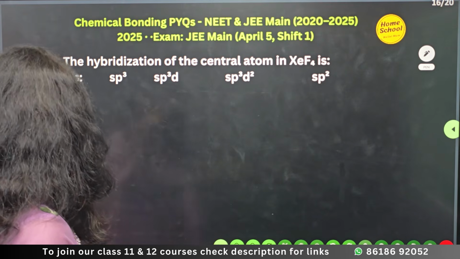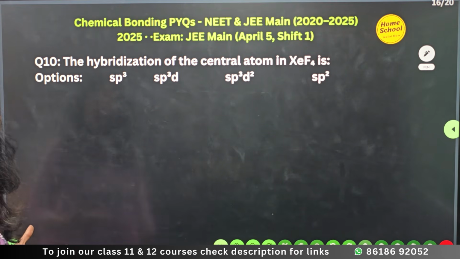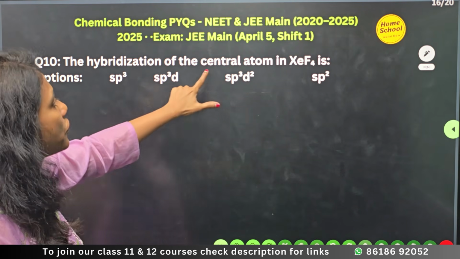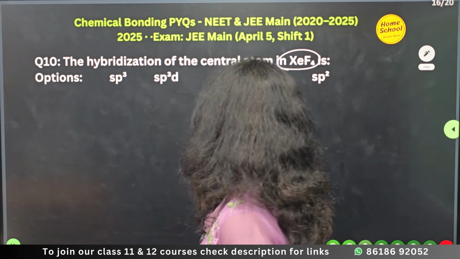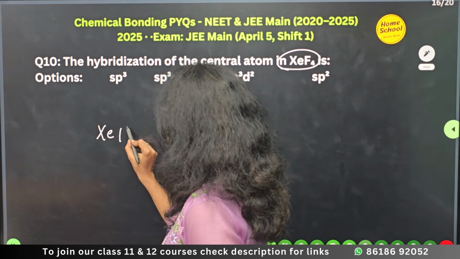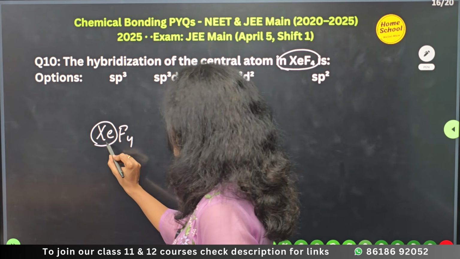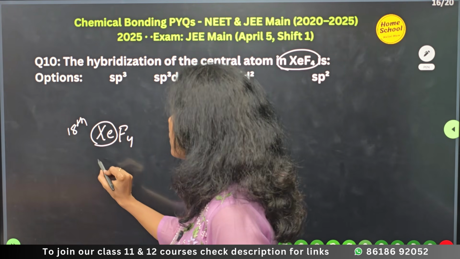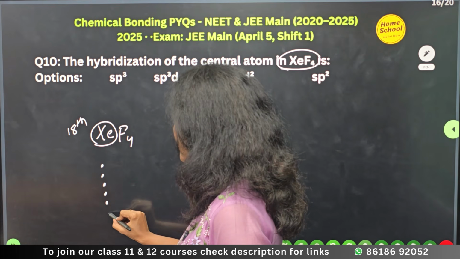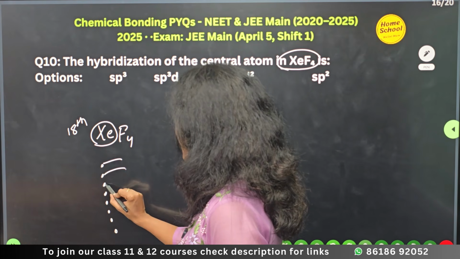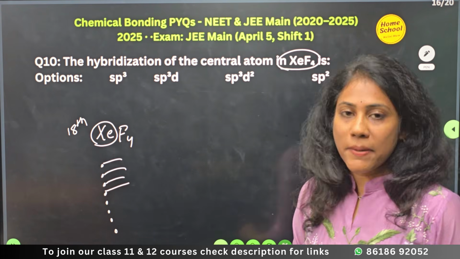So now coming to the last question, probably the hybridization of the central atom in XeF4. So just use the trick on hybridization. So Xe is the central atom. It belongs to the 18th group, so it has got 8 valence electrons, right? 1, 2, 3, 4, 5, 6, 7, 8. How many side atoms? 4. So 4 electrons must have been used.